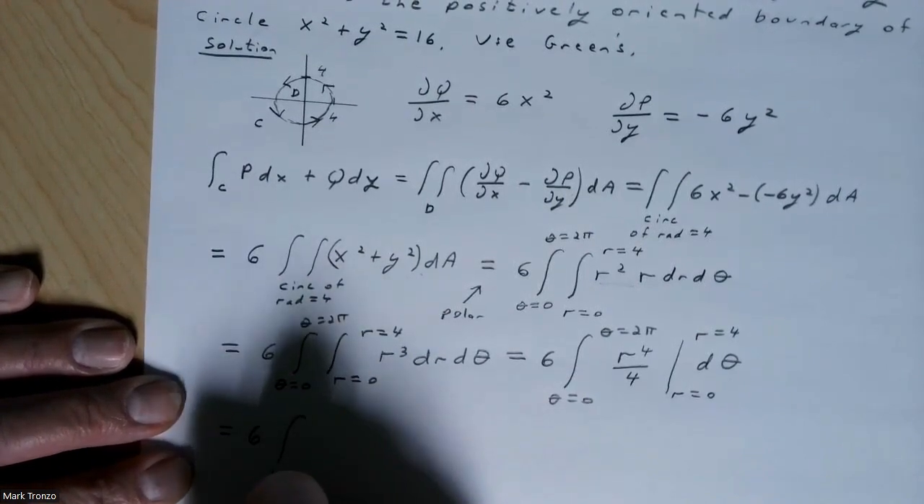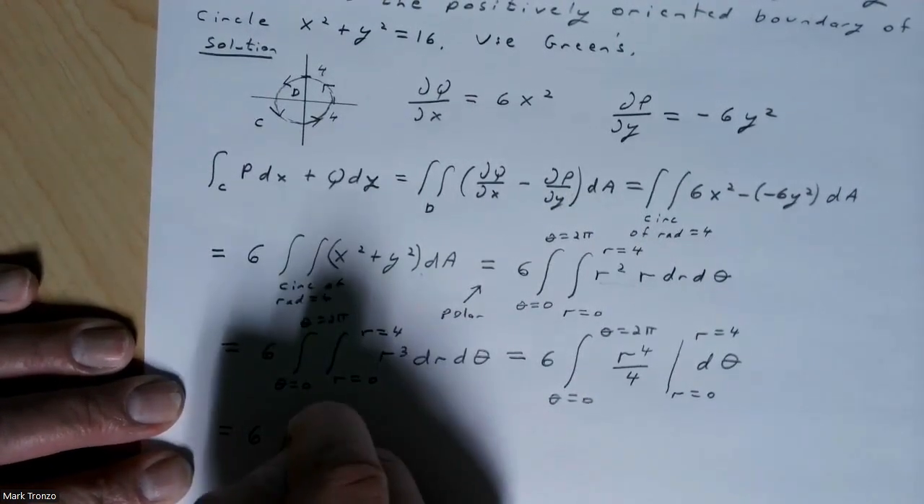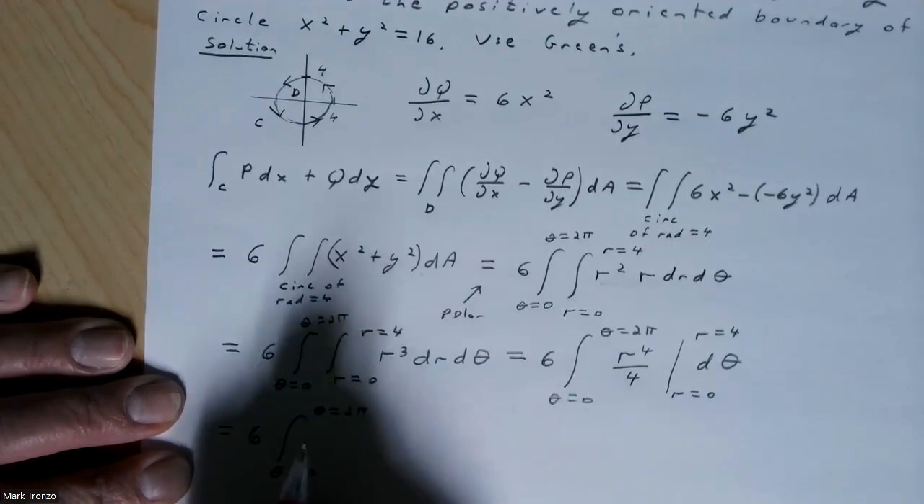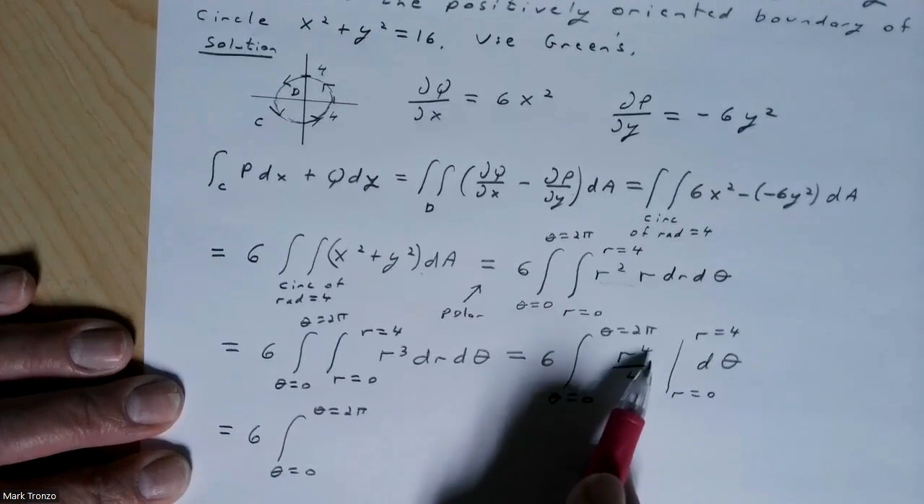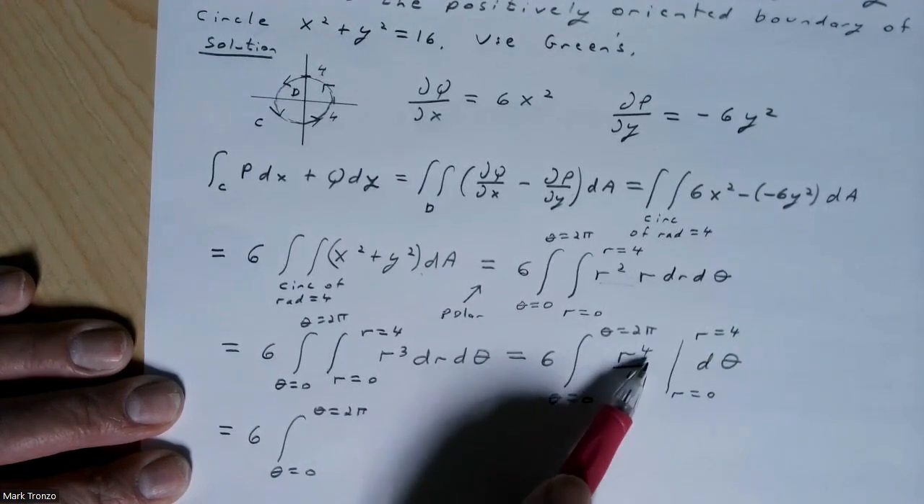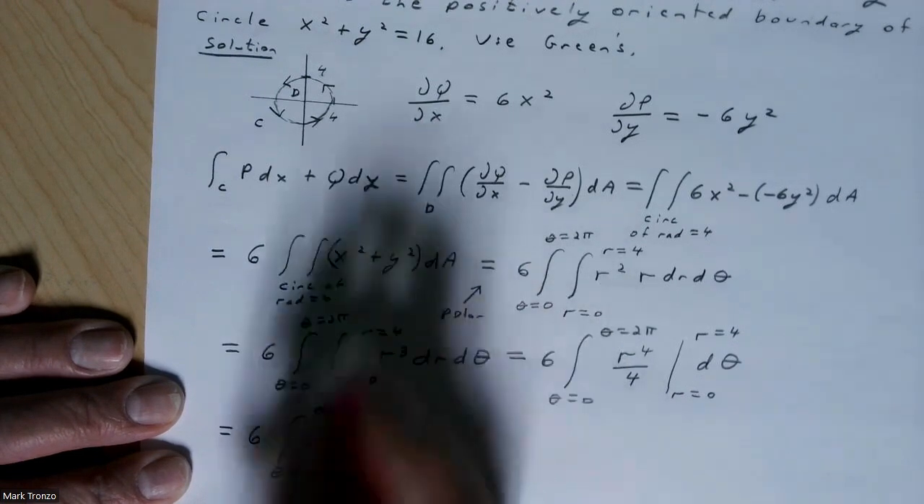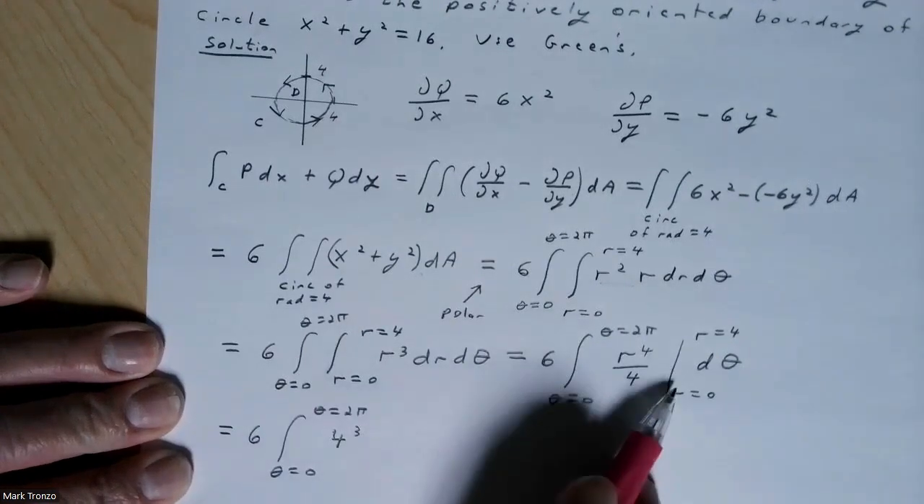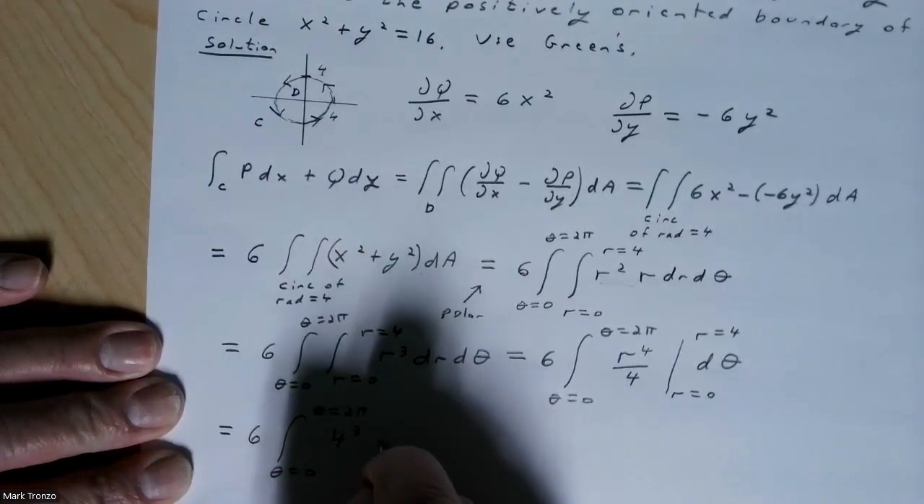Theta from 0 to 2 pi. We put a 4 in here, and when we put a 4 in here, one of the 4s is going to divide. So instead of being 4 to the 4th, we'll make it 4 cubed. And then the lower bound is 0.